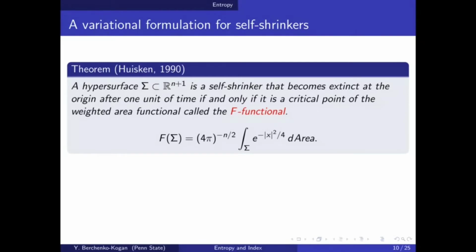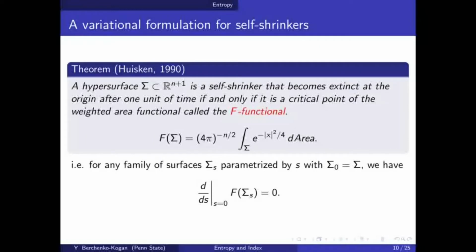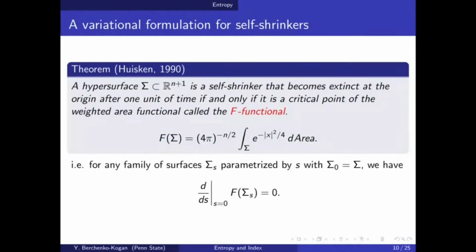And so what do I mean by a critical point of the functional? Well, it's a critical point in the same sense as in calculus, which is that the directional derivative of the F functional in any direction is 0. But of course, the input to this functional is surfaces, so how do we think about a directional derivative for a surface? Well, we take a one-parameter family of surfaces, where the surface we're interested in is sigma 0, and we look at how the F functional changes as we go along that family of surfaces, and we want the derivative of the F functional to be 0.